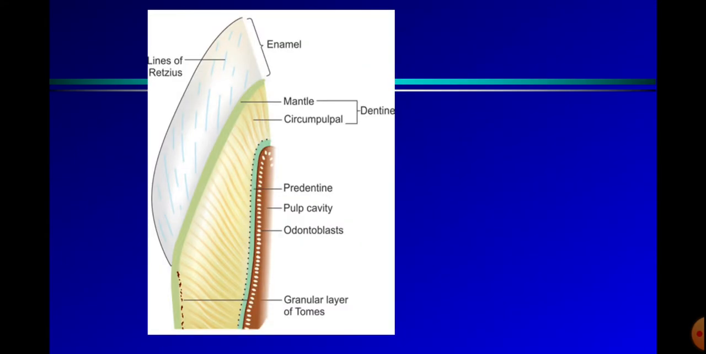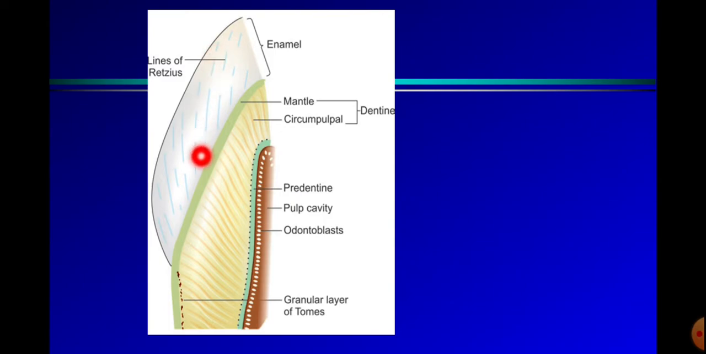We'll see here the macroscopic features of the tooth. The outer portion is covered by the enamel. This light yellow is the dentine, and this inner cavity is the pulp cavity. This much portion is the crown, and this is the root part of the teeth. The enamel is the thickest material, with 99% inorganic salts, the hydroxyapatite crystals.